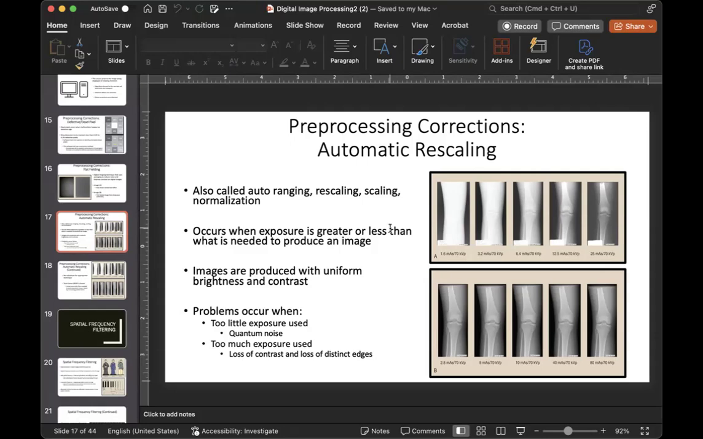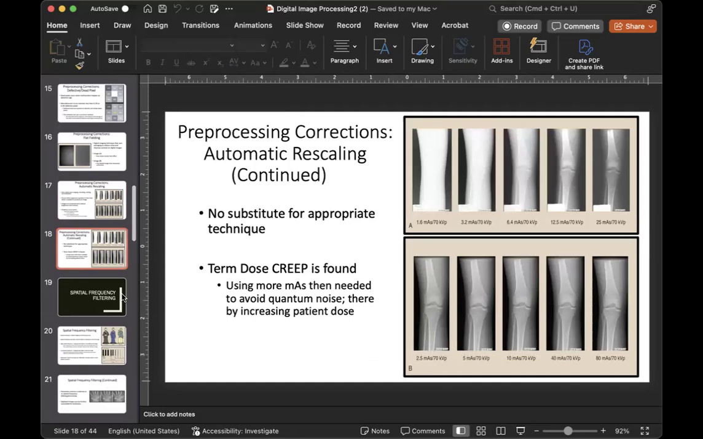Okay. The problems occur when you don't use enough exposure, when you go more than 50% less than what you need, that's when quantum noise occurs. Or whenever you use over 500% overexposure, that's when saturation occurs and you start to lose contrast at the edges. There's no substitute for appropriate technique, right?